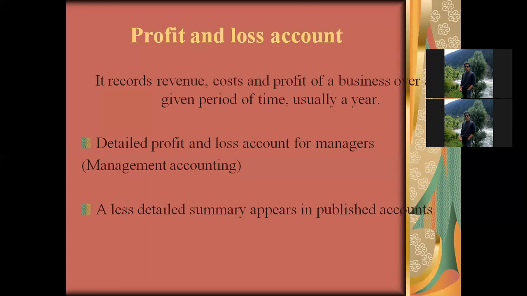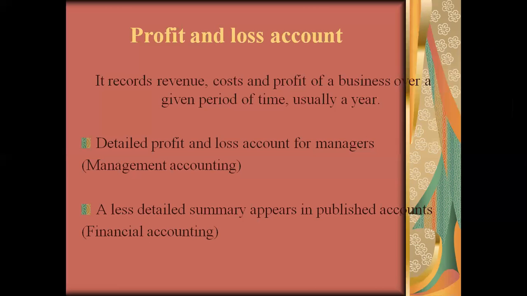Whereas a less detailed summary might contain only the final figures of the items. So a less detailed summary appears in published accounts, and we call it financial accounting. The accounting which you study in A levels or O levels, or in high level classes, will be financial accounting, right? You see a less detailed summary there as well. Whereas management accounting is studied by those people who go for the degree. That is what we call cost and management accounting, right?